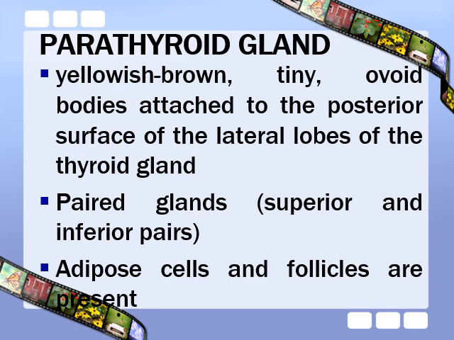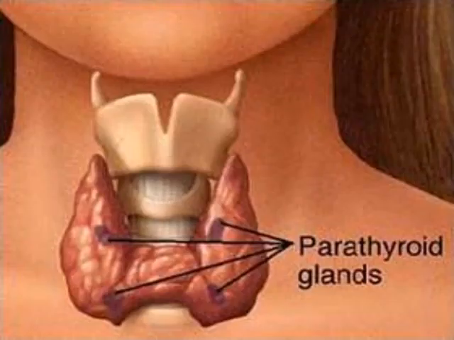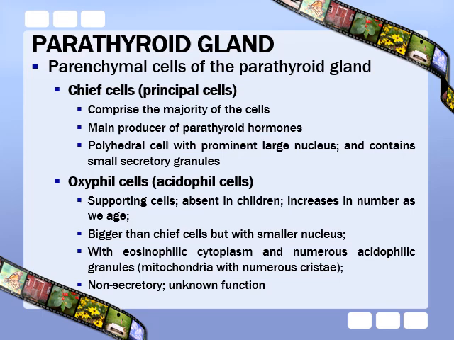So the parathyroid glands naman are yellowish-brown tiny ovoid bodies attached to the posterior surface of the lateral lobe of the thyroid gland. So they are paired glands, meron superior and inferior pairs. So adipose cells and follicles are present. Parathyroid. So what are the cells included in the parathyroid gland?